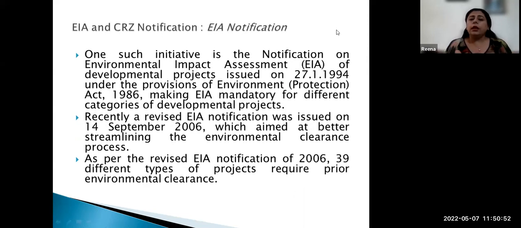So again, EIA notification. Now this was all about environment impact assessment in general. This EIA was covered under the Environment Impact Assessment Notification of the Environment Protection Act 1986, so it made EIA mandatory for different categories of development projects. If you study that EIA notification, there are around 39 different types of projects which require prior environment clearance. Those projects vary from thermal power projects to common effluent treatment plants to area development plans to construction projects, even foundry projects and the pharma industry.